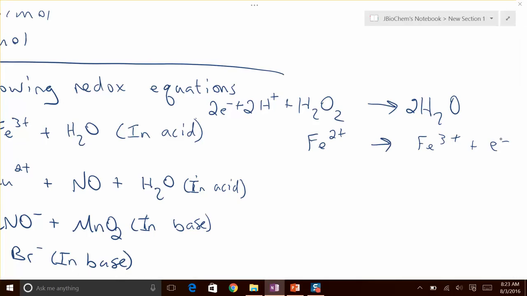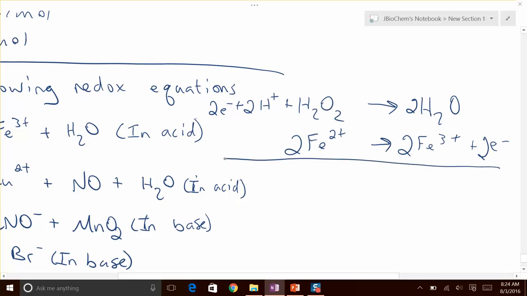I don't say minus e. I just say it's a product. I have released it. An electron becomes free. It's always pluses. We don't use subtraction in the chemical equation. Can I combine these two now? No. Why not? Have to make the electrons equal. So I need to multiply by 2. Instead of just 1 iron, I need 2 irons to produce 2 electrons that can be accepted by the hydrogen peroxide to produce water.